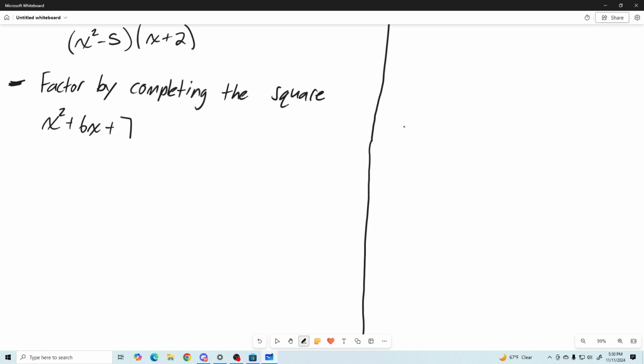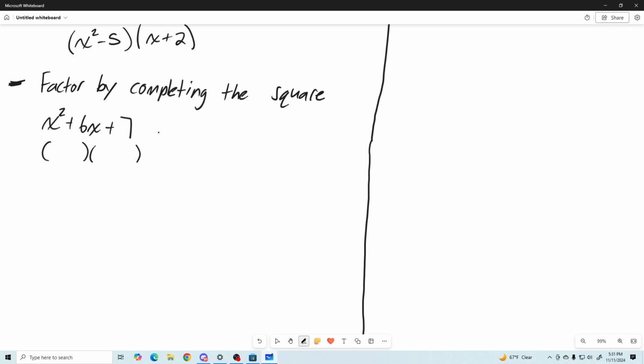Now, the first thing you should always try in these problems is to see if there's anything that works. We notice that our a is 1, we don't have anything in front of the x squared. So first we should try to see if we can just factor this the old way, where we have a term here and a term here, and we want to know what multiplies to get 7 and adds to get 6.